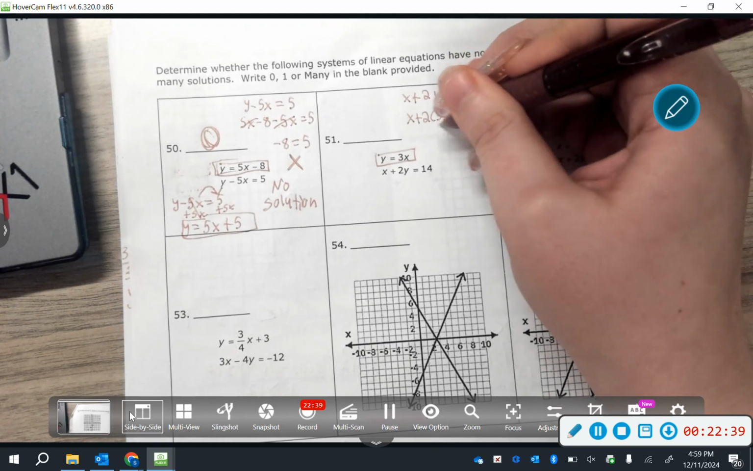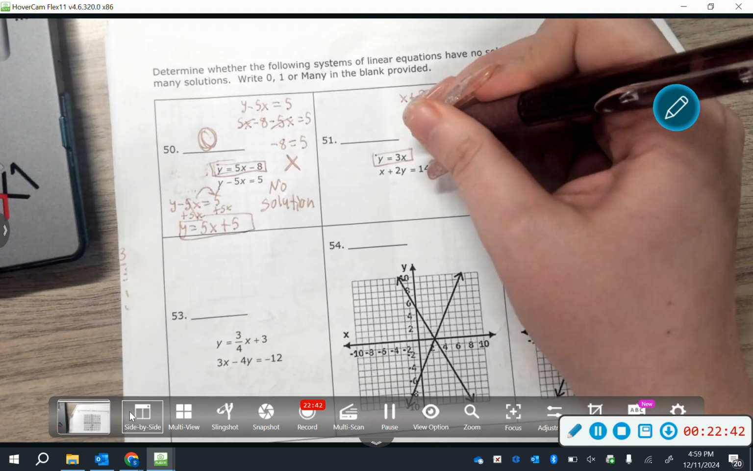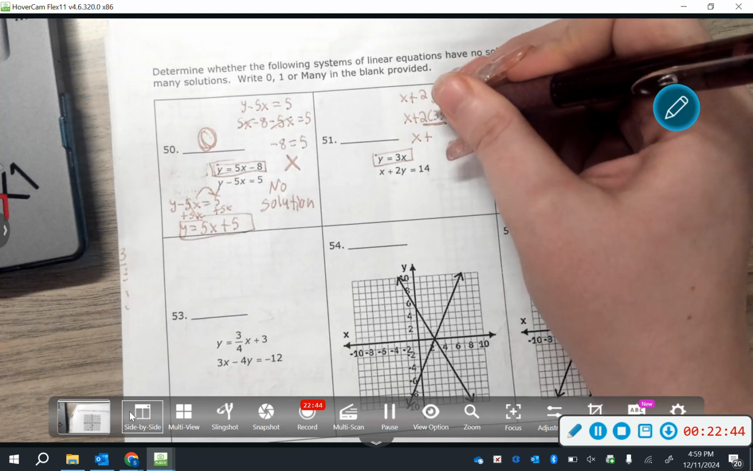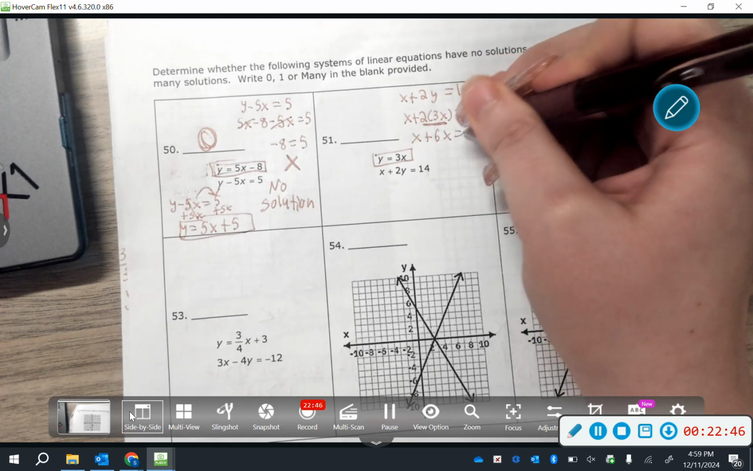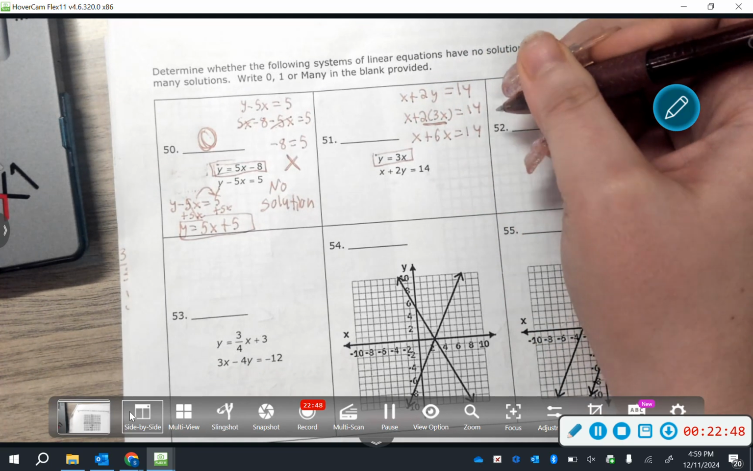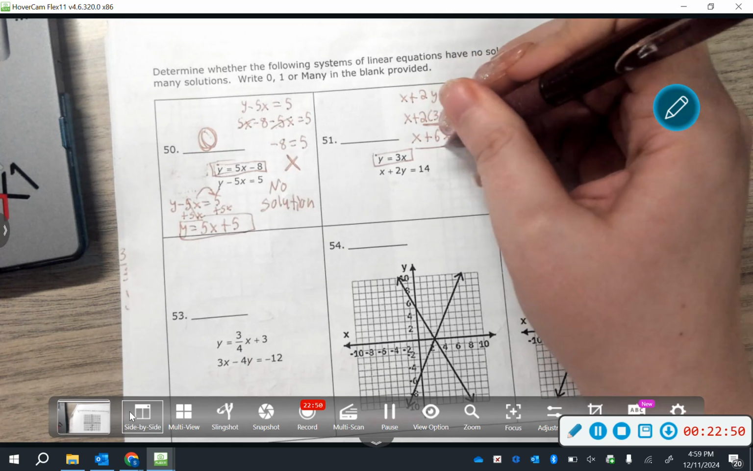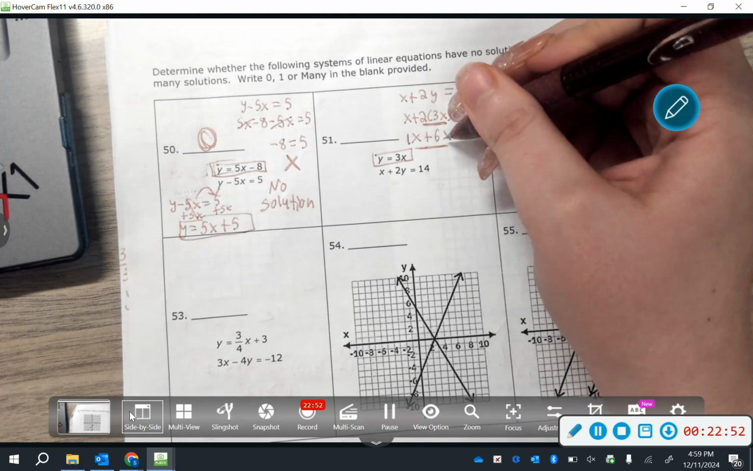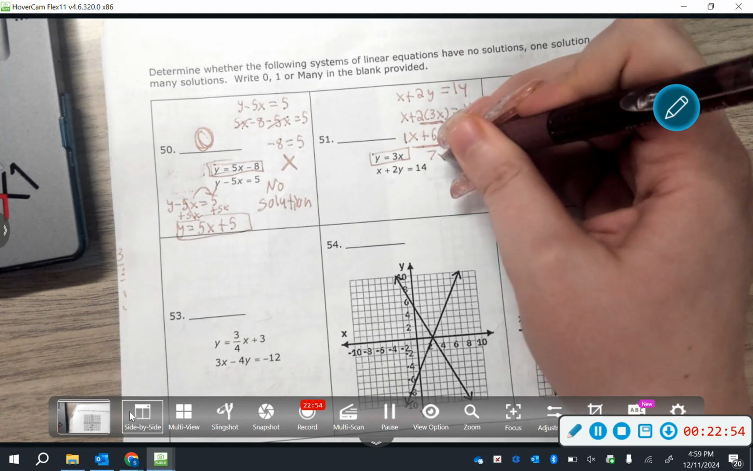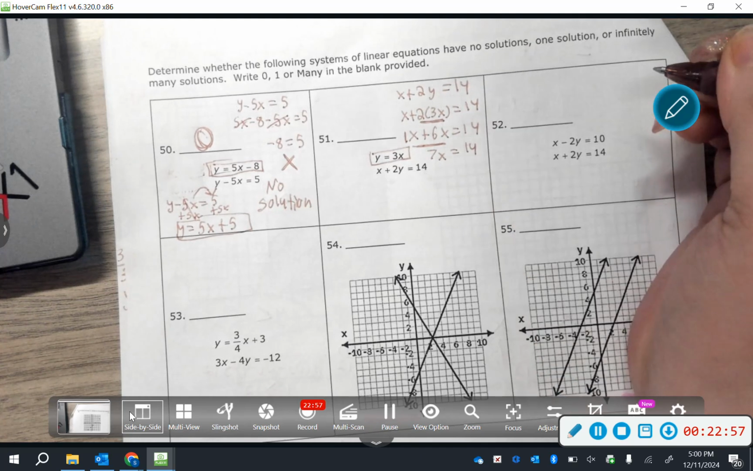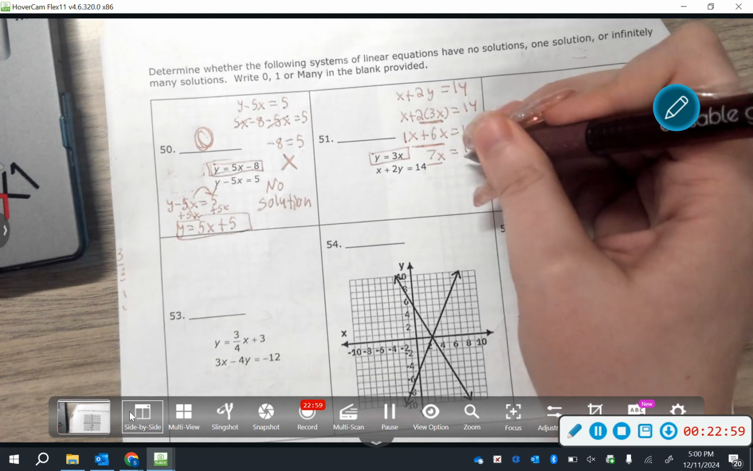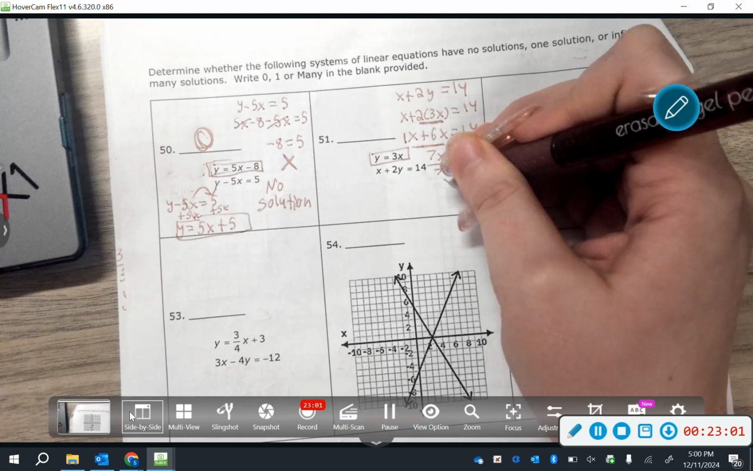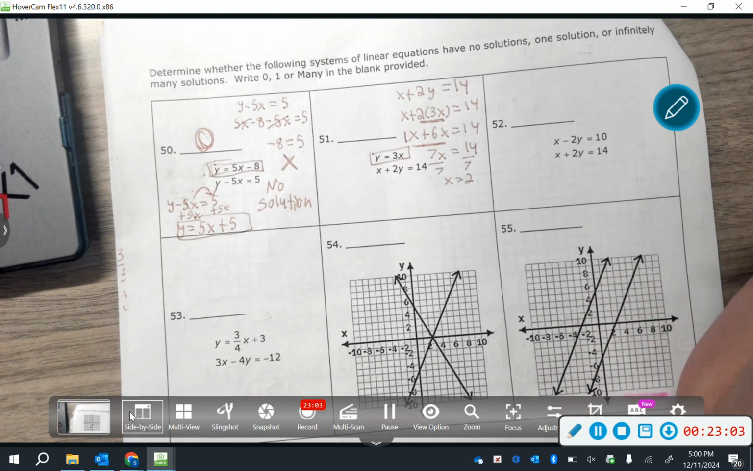Well, now we got parentheses, we got to deal with these. We have x plus 2 times 3 is 6x equals 14. Well, now I need to combine my x's. I have 1x plus 6x, that's going to be 7x, equals 14. Divide both sides by 7, x equals 2.